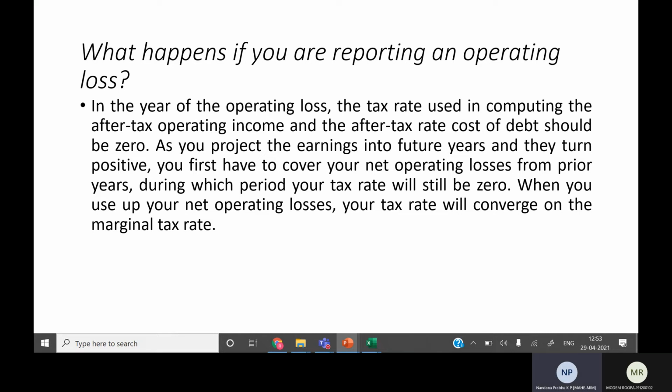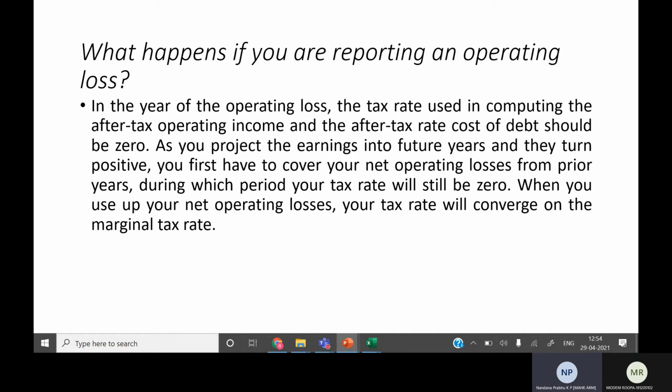In the year of operating loss, the tax rate used in computing the after-tax operating income and the after-tax cost of debt should be 0. As you project the earnings into future years and they turn positive, you first have to cover your net operating losses from prior years, during which period your tax rate will still be 0. When you use up net operating losses, your tax rate will converge on the marginal tax rate.